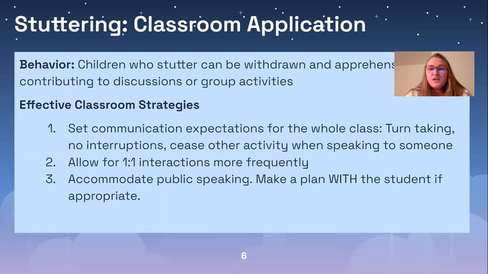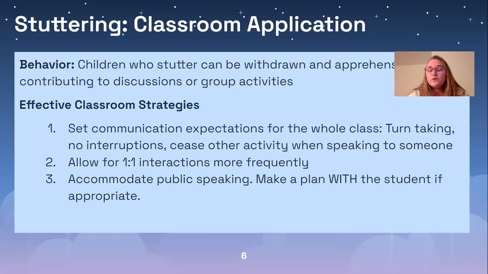And that would just be teaching communication etiquette: turn taking when talking, do not interrupt, don't speak for somebody else, like interrupt and try to finish their sentence, and cease all other activities when speaking to someone else. It can be distracting if you're messing with something while you're having a conversation. So just setting those proper conversation etiquette for the whole class can be an effective strategy.